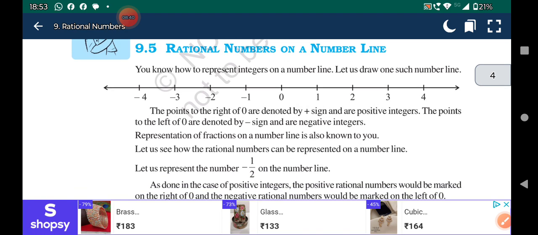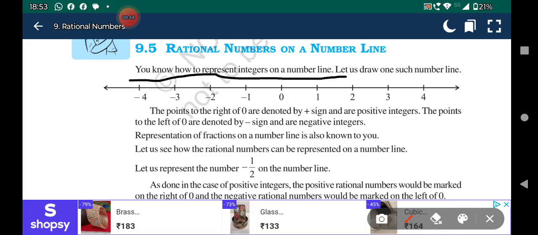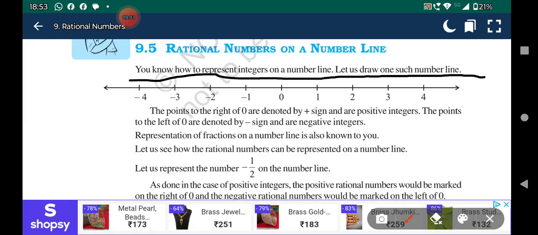Rational numbers on a number line. You know how to represent integers on a number line. Let us draw one such number line. The points to the right of 0 are denoted by a plus sign and are positive integers. The points to the left of 0 are denoted by a minus sign and are negative integers. Representation of fractions on a number line is also known to you.